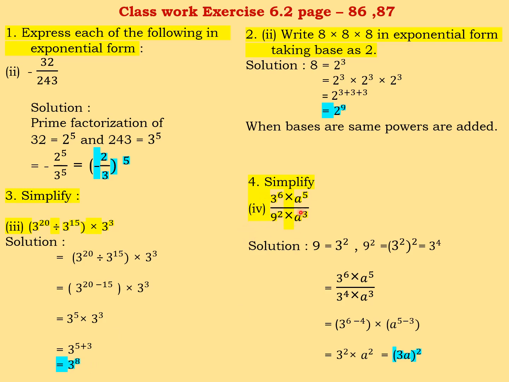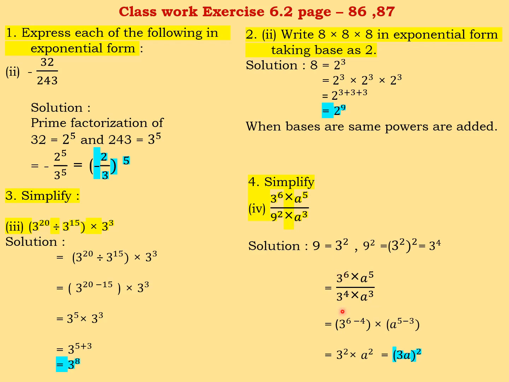Question number 4, subpart 4. 3 to the power 6 into a to the power 5 by 9 square into a to the power 3. If this kind of question comes, try to give them some common bases if it is possible. 3 to the power 6 is given. Can we write 9 in terms of 3? Yes, 9 is equal to 3 to the power 2. So 9 square will be 3 to the power 2 whole to the power 2, that will be 3 to the power 4. Again a law is used here which we have already discussed. So according to the given question, 3 to the power 6 into a to the power 5 divided by 3 to the power 4 into a to the power 3.